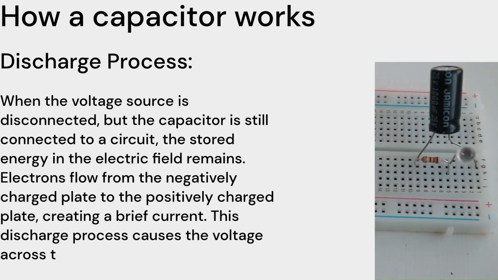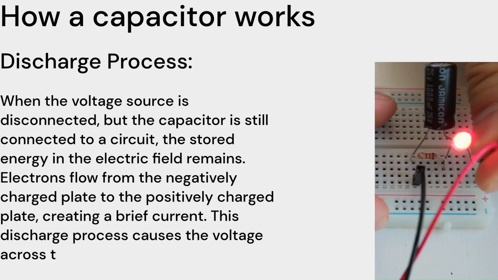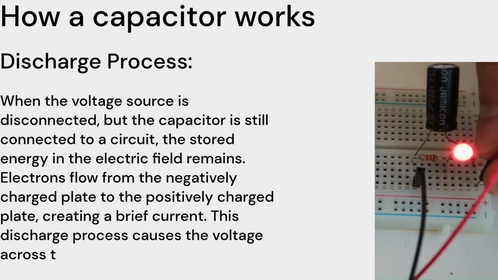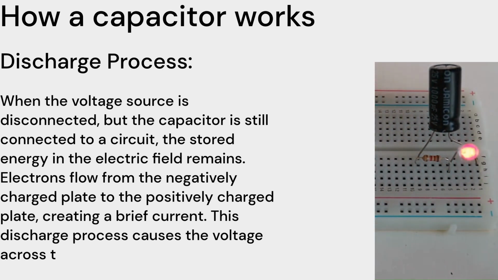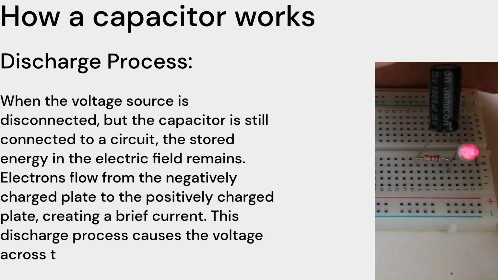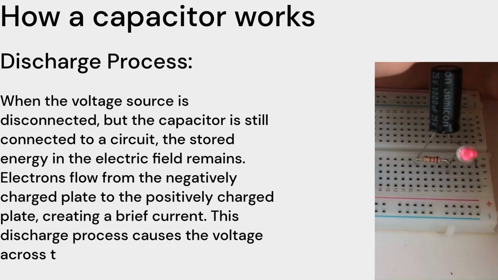Discharge process. When the voltage source is disconnected, but the capacitor is still connected to a circuit, the stored energy in the electric field remains. Electrons flow from the negatively charged plate to the positively charged plate, creating a brief current. This discharge process causes the voltage across the capacitor to drop over time.